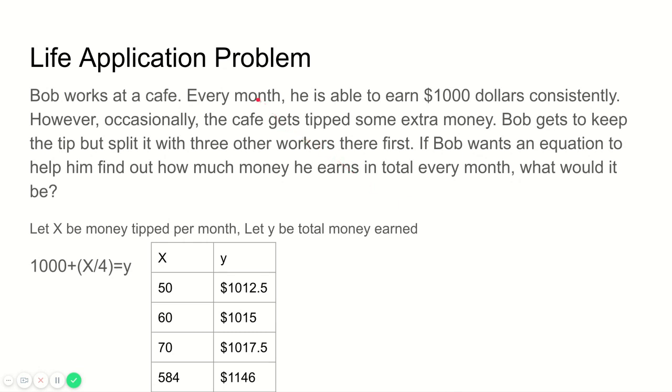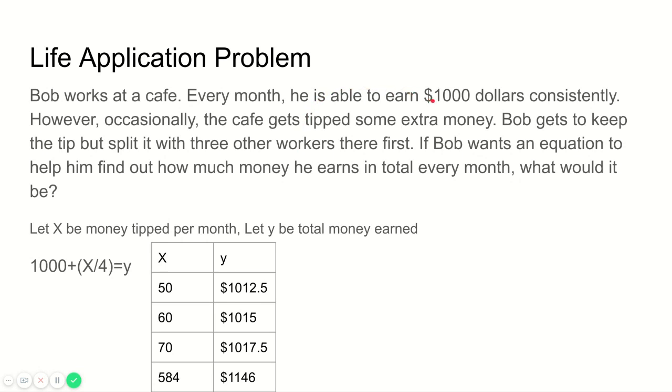Bob works at a cafe. Every month, he is able to earn $1,000 consistently. However, occasionally the cafe gets tipped some extra money. Bob gets to keep the tip but has to split it with 3 other workers there first. If Bob wants an equation to help him find out how much money he earns in total every month, what would it be? So let's go through the problem and see what information we get.